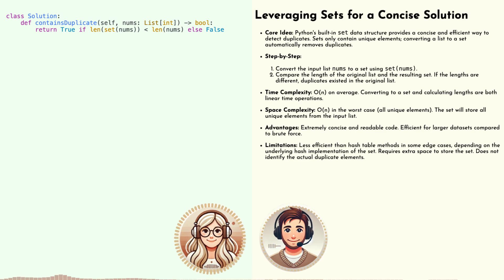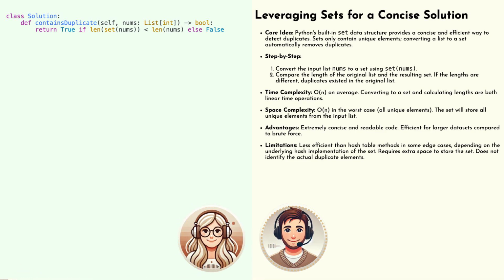Exactly. And here's the clever part. If we compare the length of the original array to the length of this new set we created, we instantly know if there were any duplicates in the original array. Wait, I think I see what you mean. If the set is shorter than the original array, then some numbers must have been removed during the conversion, meaning there were duplicates. You got it.